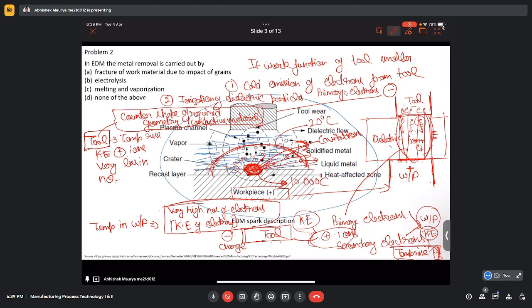So yes, let's come to the question. In electro discharge machining, the metal removal takes place by melting and vaporization. Is it correct?